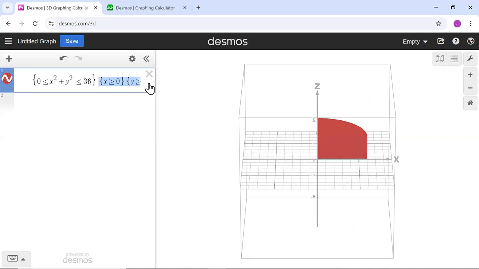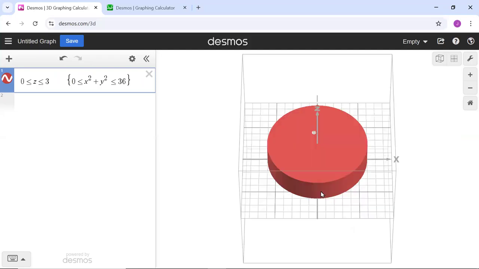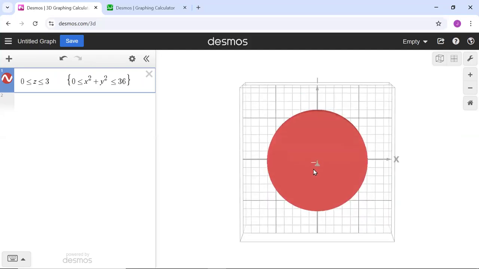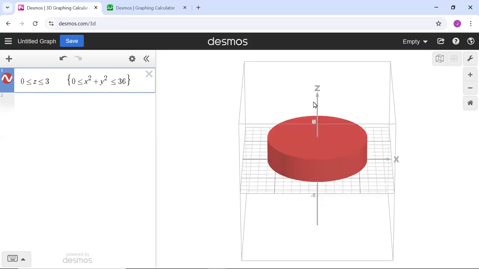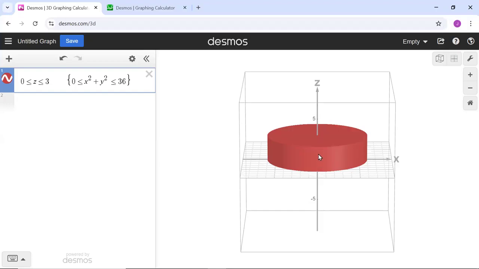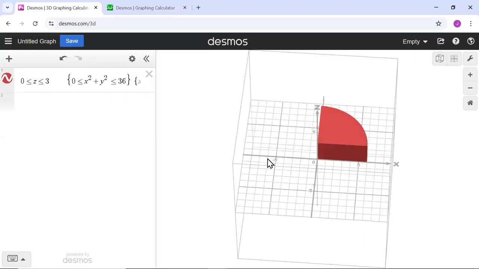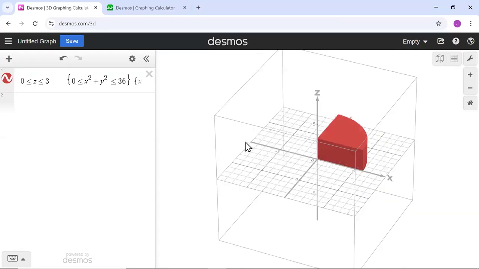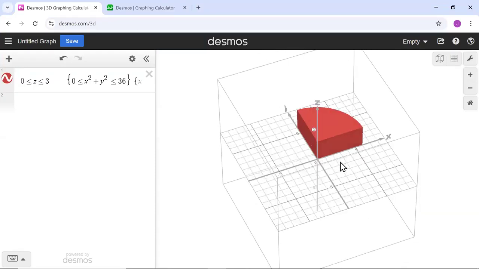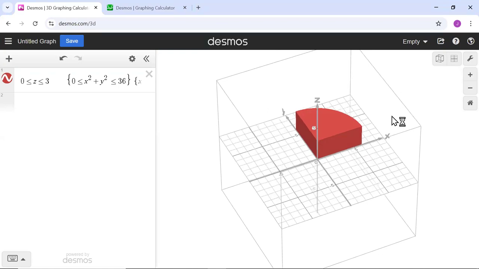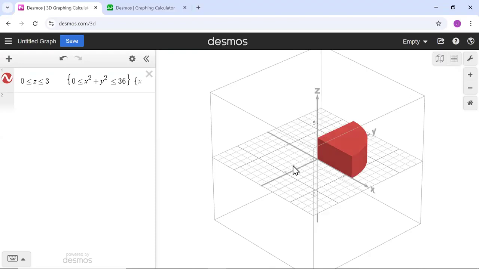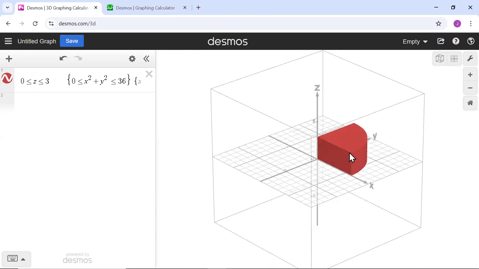If I don't limit myself to just the first quadrant, then I'm getting cylinders a lot of times. But there you go. So this is the quarter of a cylinder that we integrated. And the integration happened to line up with the volume of this object.